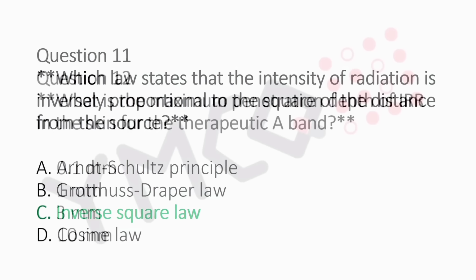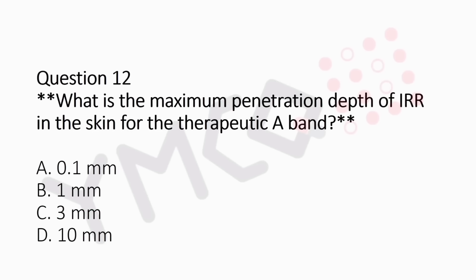Now let's move to question number 12. What is the maximum penetration depth of IRR in skin for therapeutic A band? Option A 0.1 mm, option B 1 mm, option C 3 mm, option D 10 mm. And the answer is option C 3 mm.